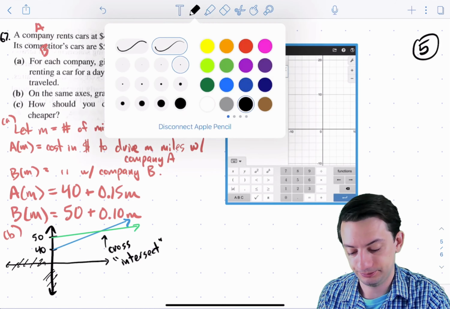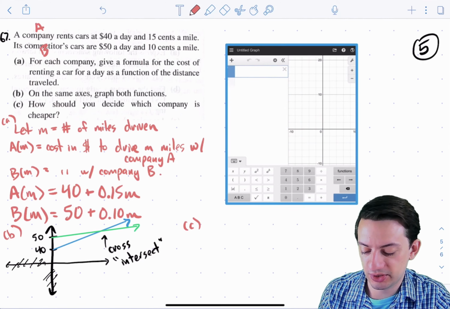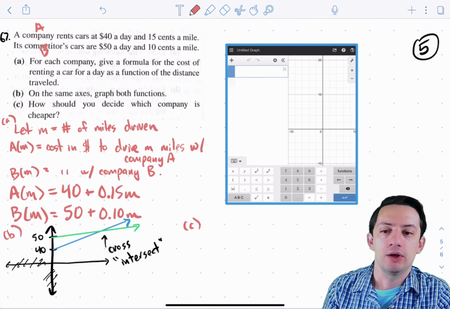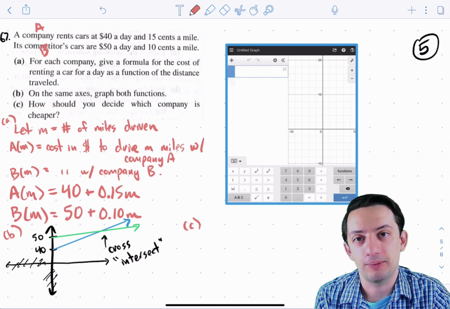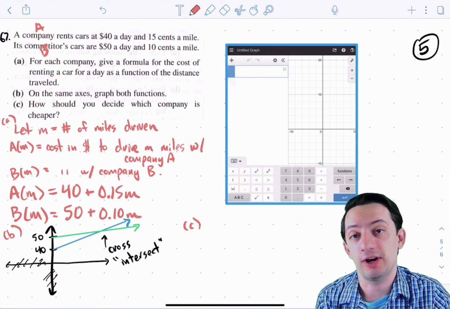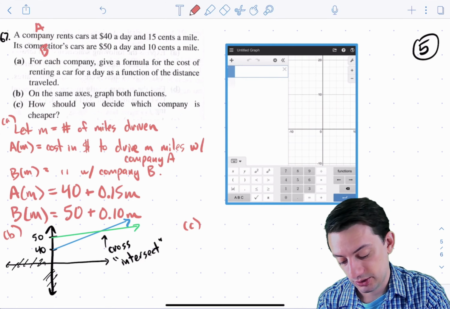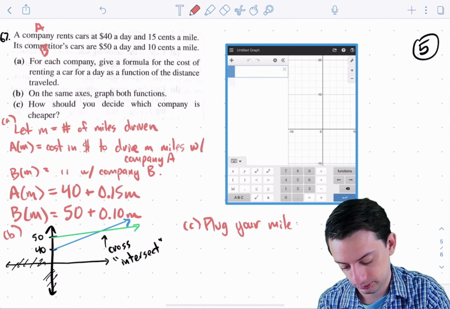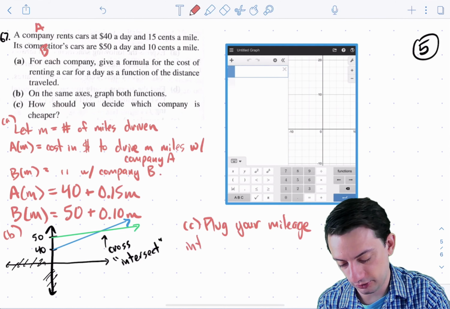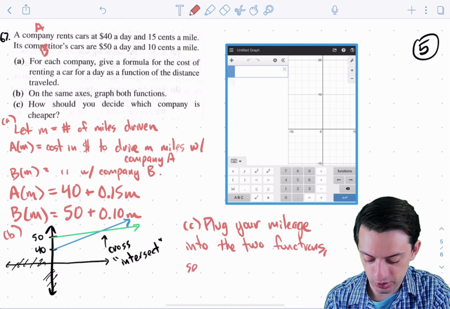But let's look at part C. Part C says, how should you decide which company is cheaper? Well, really, I'm not sure if this is the answer they want, but one way to decide is to figure out how many miles you're going to go and plug it into A and B and see which one is less. So plug your mileage into the two functions and see which is smaller.